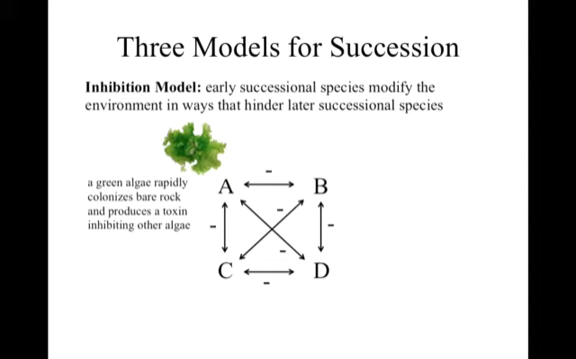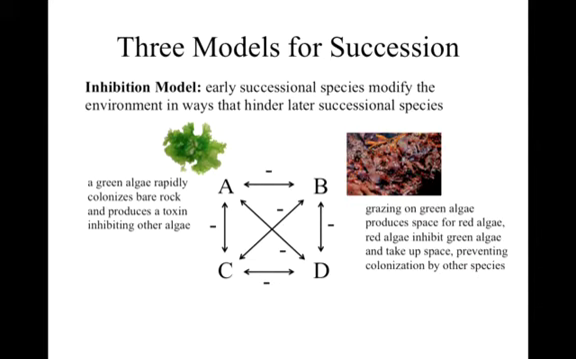So we might have green algae, and it's again a rapid colonist, so it arrives early, it gets there fast, and it grows there. So that's the first thing you see going from primary succession, going from bare rock. But the green algae actually produces a toxin that inhibits all the other algae. It's not making the rock better by creating soil. It's actually making the rock worse by producing a toxin. But eventually, other things come in.